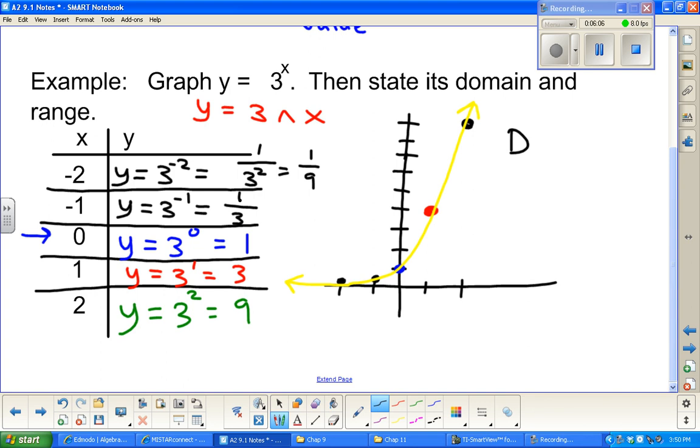Domain and range, again, just to analyze this a little bit. The domain asks what x values could you use, or what x values will this graph go through eventually? On both ends, this graph is going to continue through the negatives and through the positives. If you think about it, you could plug in anything you want for x. You can raise 3 to any power you want, and you'll get an answer. So the domain is all real numbers.